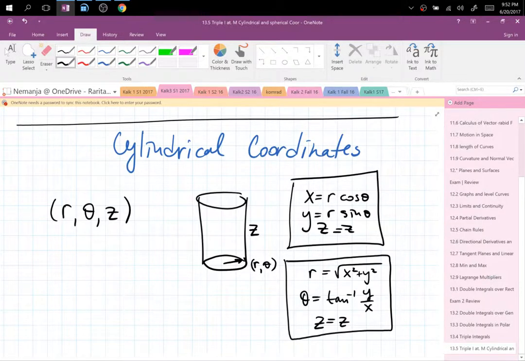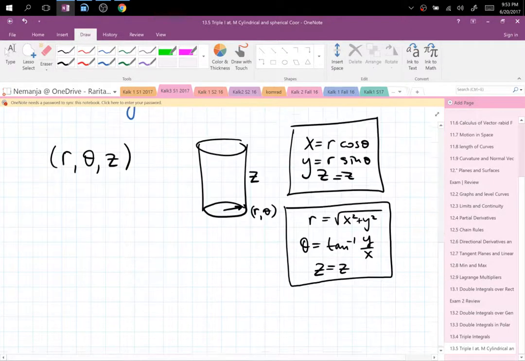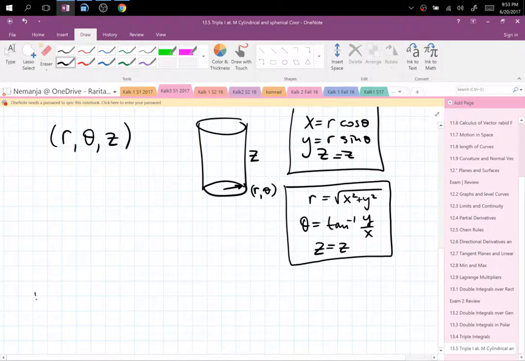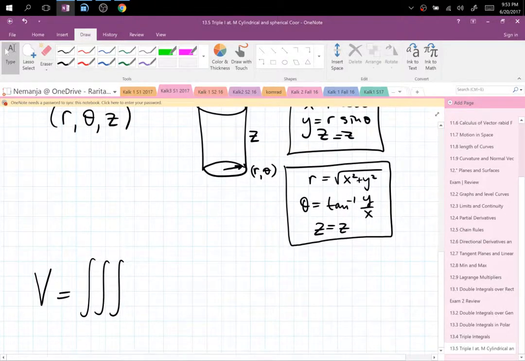So how does this work? Well, for our integral for volume, we are going to have a triple integral, and we must remember that we must have r dr d theta as a string. R dr d theta. And boom, dz.